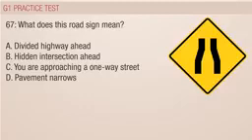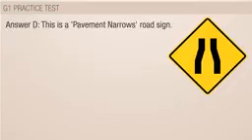Question 67. What does this road sign mean? A. Divided highway ahead. B. Hidden intersection ahead. C. You are approaching a one-way street. D. Pavement narrows. Answer D. This is a pavement narrows road sign.